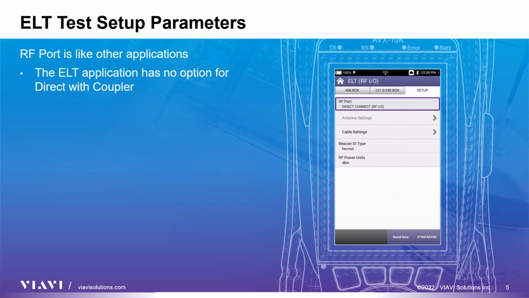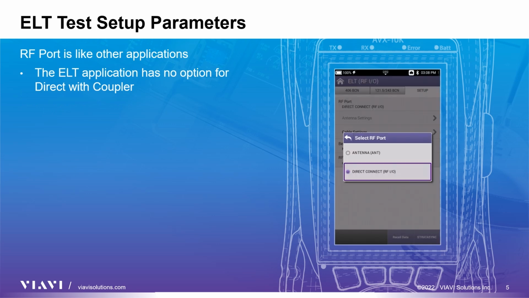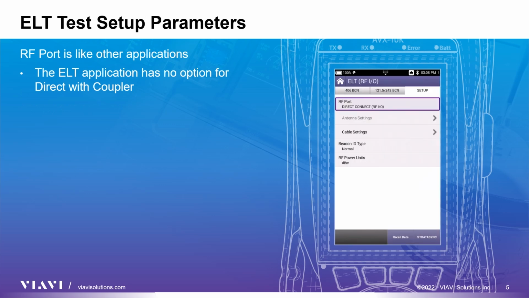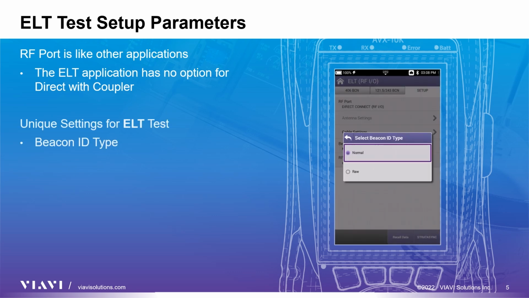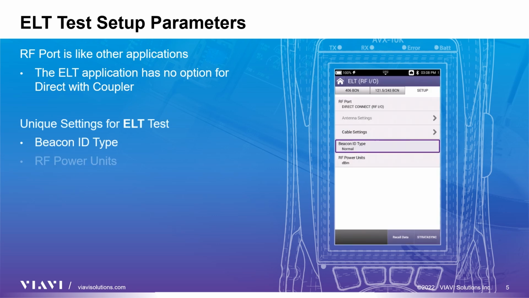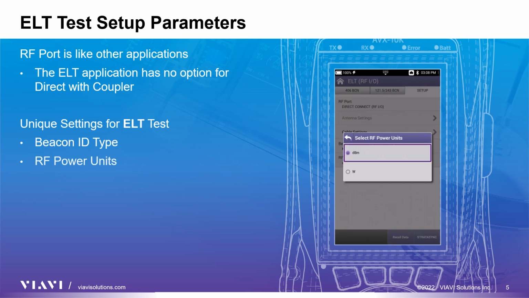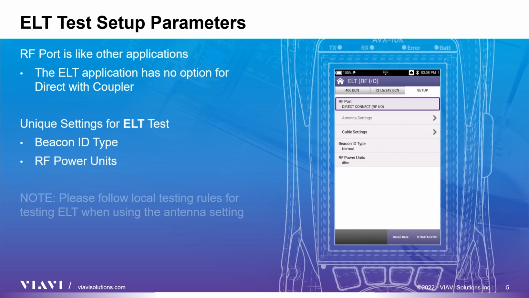The RF port selection differs slightly from some of the other instruments as it only has options for antenna and direct connection. There is no coupler testing option for the ELT application. The beacon ID type should be left in normal mode for most testing. When set to raw, the beacon 15 hex ID field will show all of the raw data bits. RF power units can be set to either dBm or watts. Note, please follow local testing rules for testing ELT when using the antenna setting.